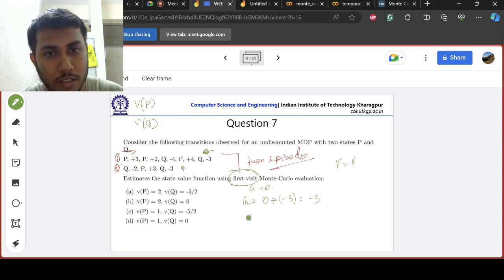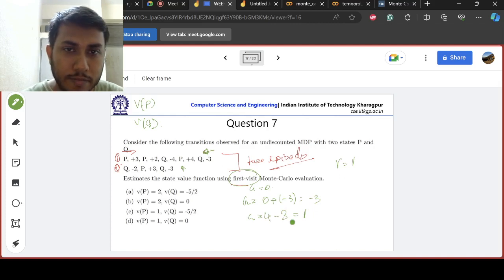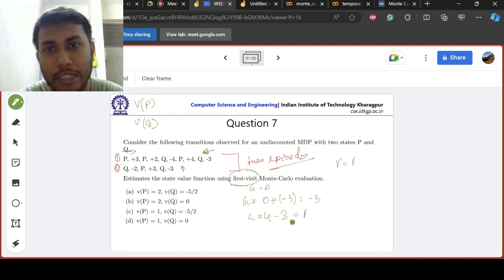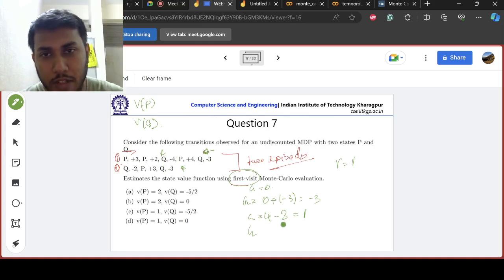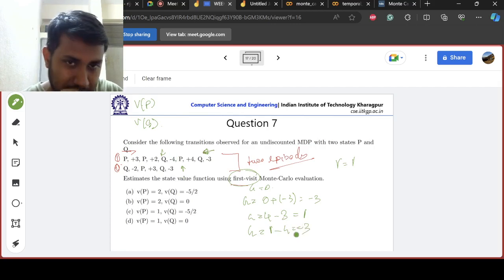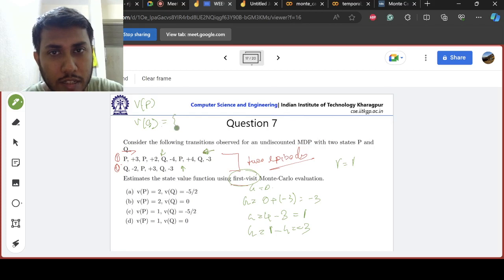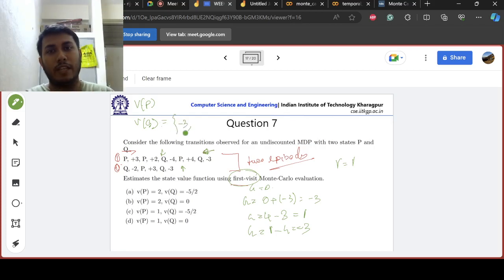Here, G becomes 4 minus 3. You are carrying forward this, that becomes 1, right? G becomes 1. Now this is not the last time that we are visiting P. Fine, so we are not adding it. Now G comes here. Is this the last time we are visiting? Yes, so we have to update. Current is 1 and now we are adding a reward of minus 4, so that will be minus 3, right? So the last time we are visiting, we add it here, in the list of all the returns for state Q.